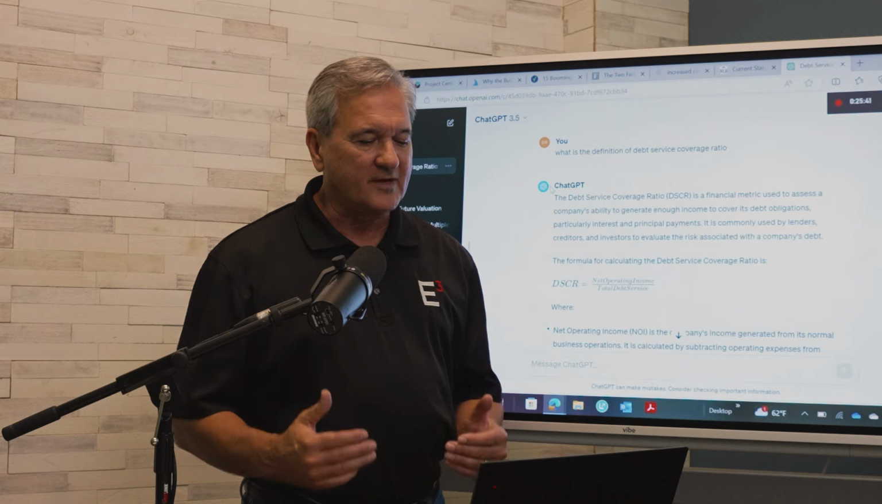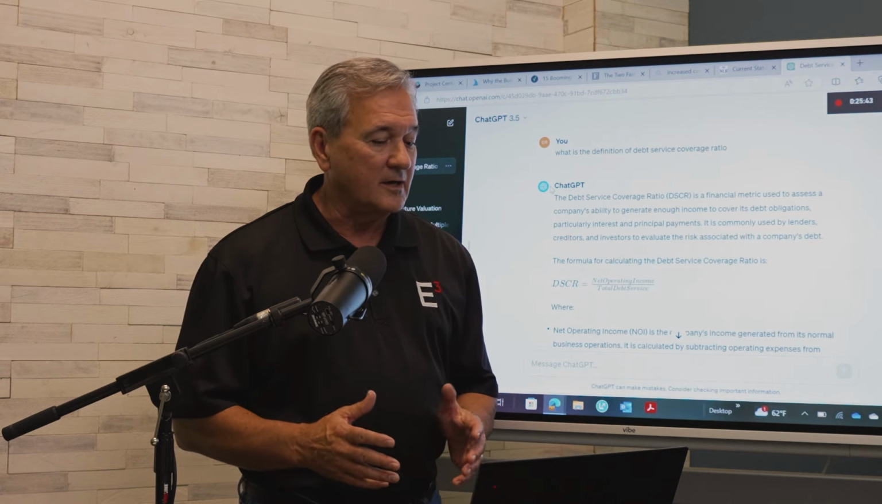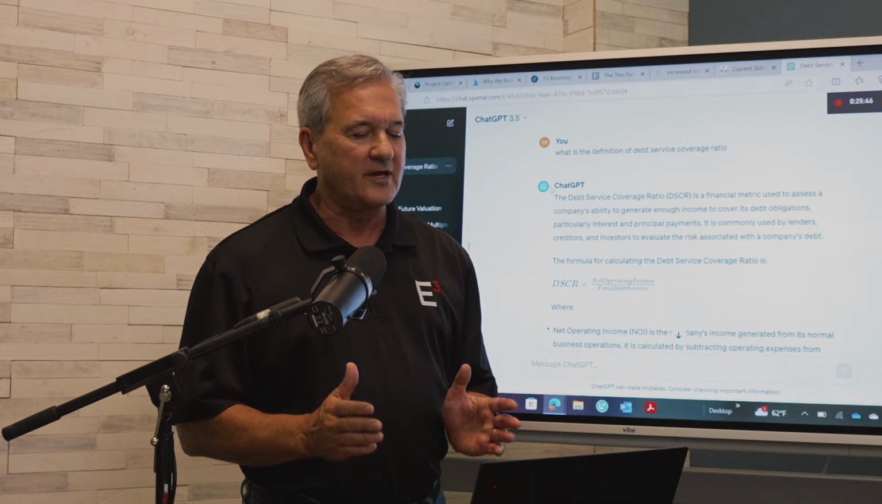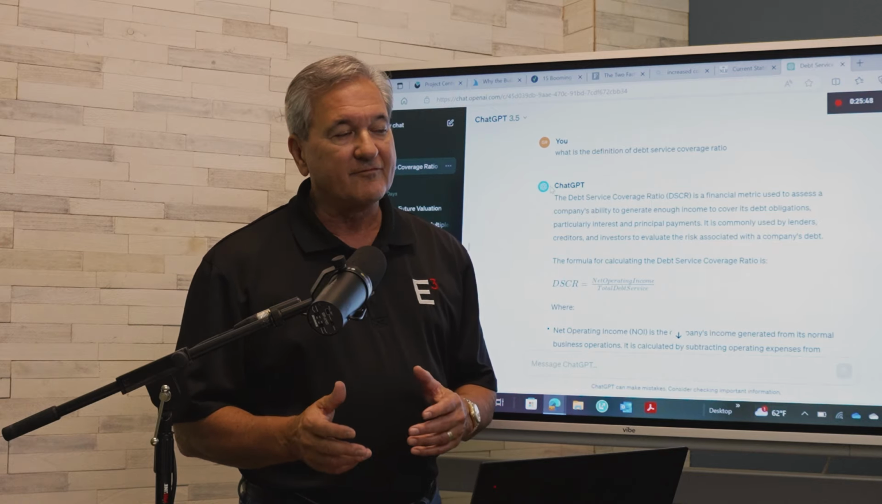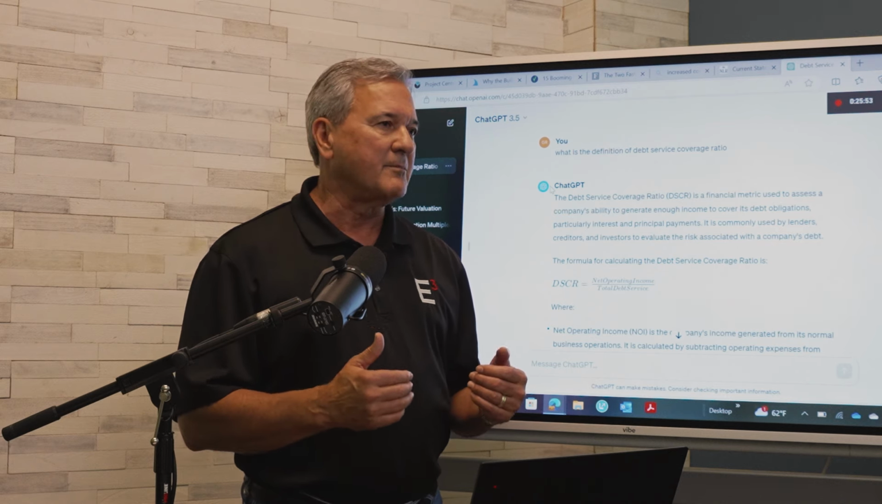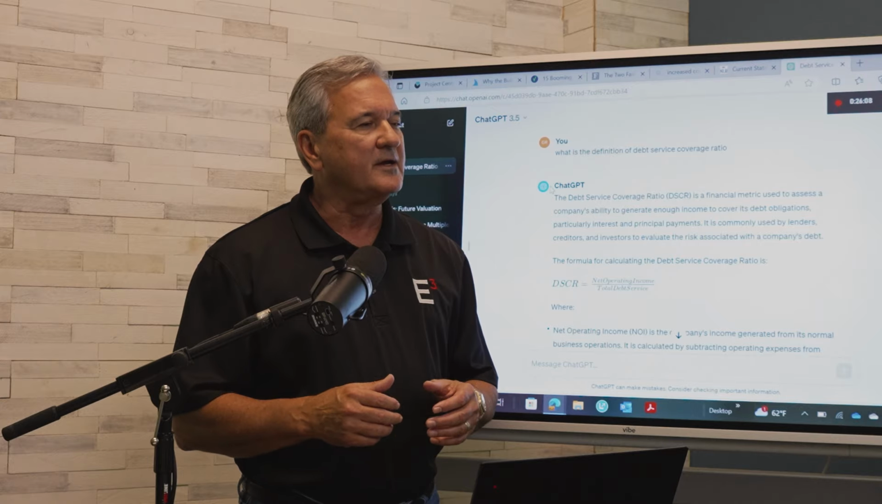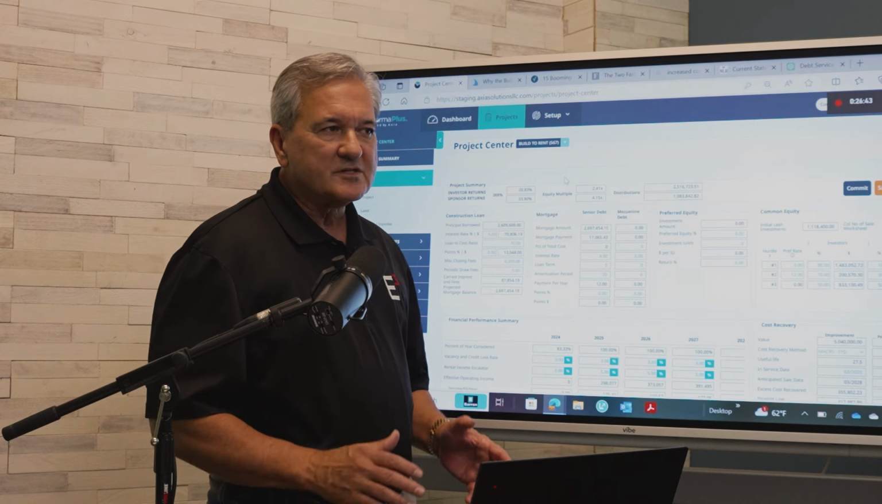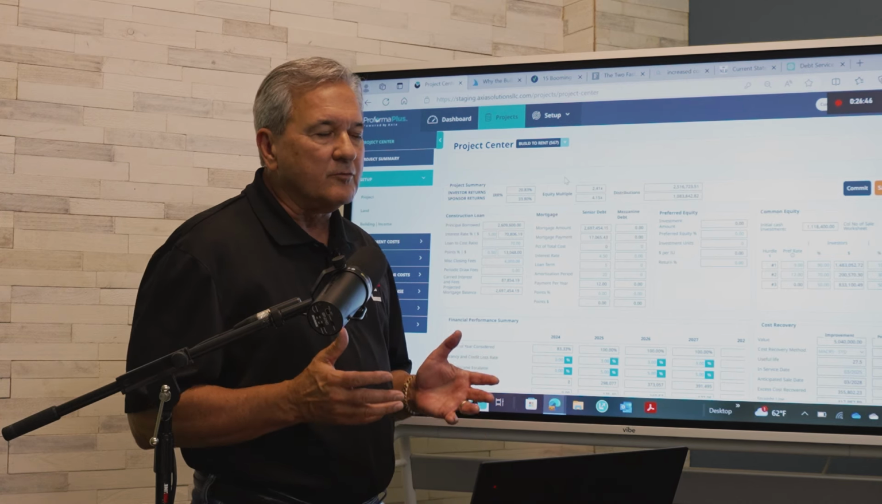As you can see, it's a financial metric used to assess a company's ability to generate enough income to cover its debt obligations. I found that it's most used by lenders, but it's a good indication to me, as I'm looking at my modeling software, whether I'm even going to begin to meet the coverage ratio that's required before I take my deal to the bank or before I present it to a capital partner. It's a real simple formula. Take the net operating income and divide it by the total debt service. So this video is only a macro level look at build to rent.